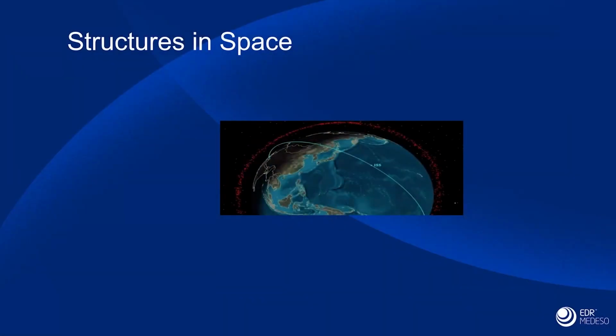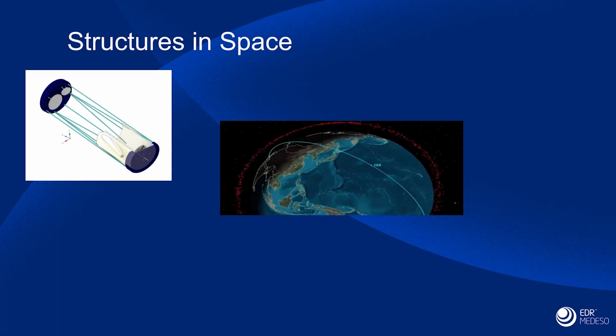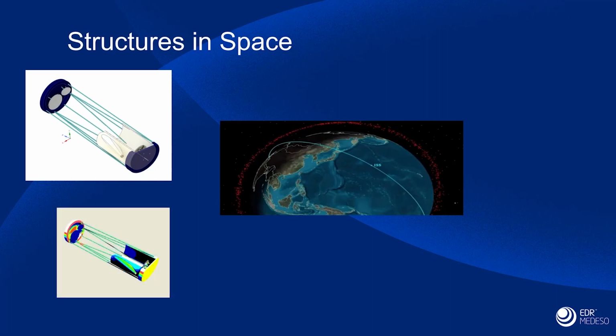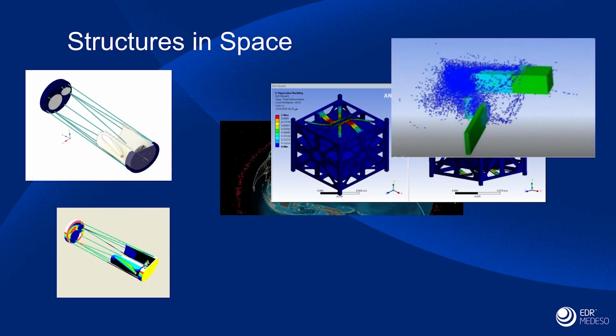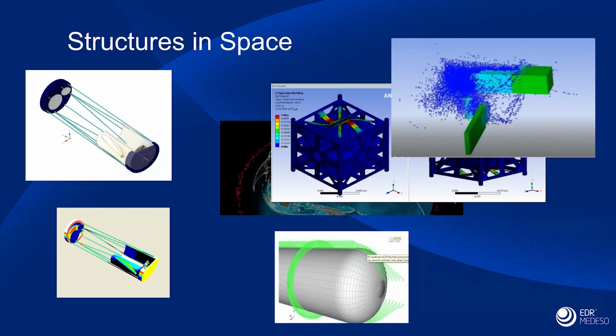Good morning, everybody. What I'm going to give is a light touch introduction to a few examples of structures analysis in the space context, ranging from coupled thermal, optical and structural analysis, standalone mechanical analysis, impact and explicit methods, right through to PCB reliability and composites assemblies.